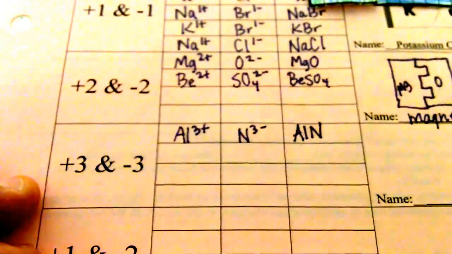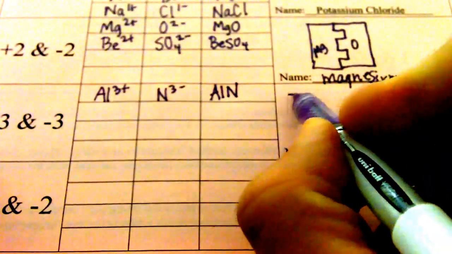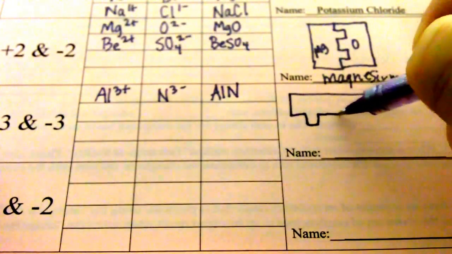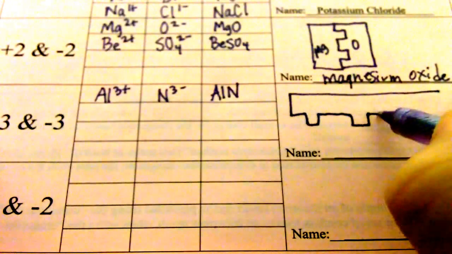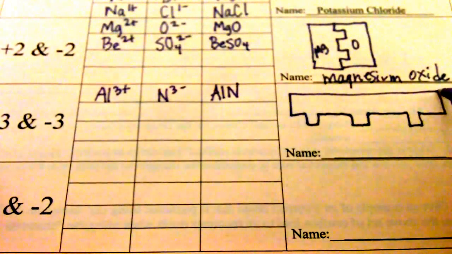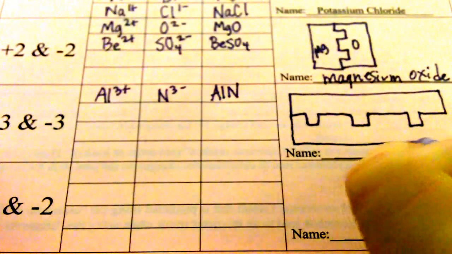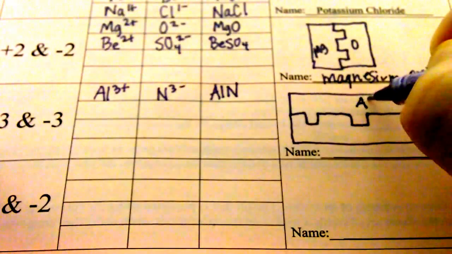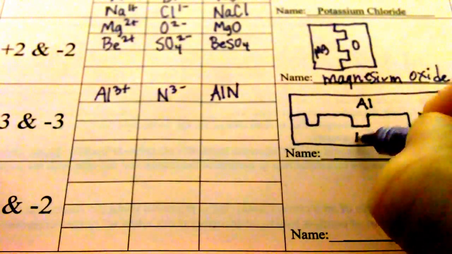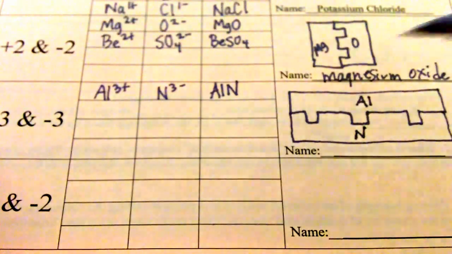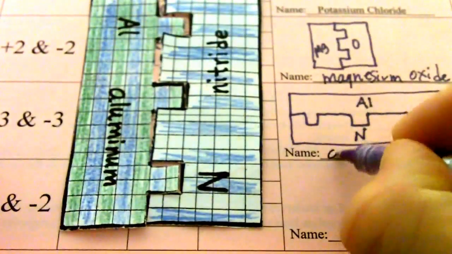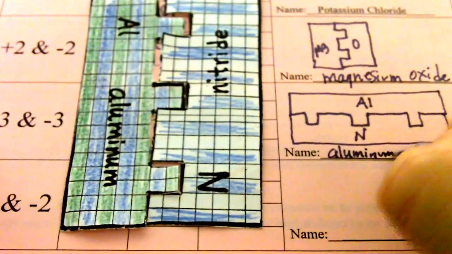I'll draw one more for you guys here in this video. I'll go widthwise here. This is the stick outs or the tabs, so this one right here is the Al. These are the slots, so this piece here is the N. We just name it simply by looking at the names of each of those elements. We have aluminum nitride, and that's all we write for the name. Aluminum nitride.